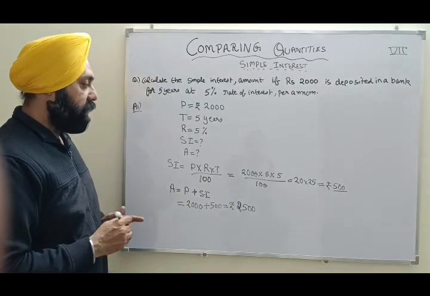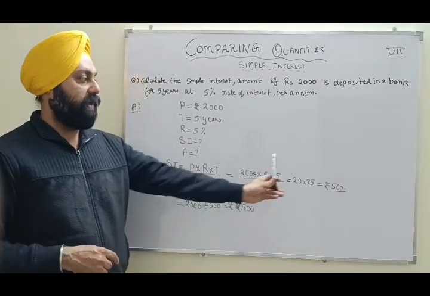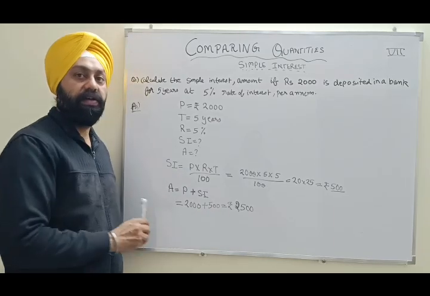So this is our answer. For a sum of 2000 rupees, the bank will pay you 500 and the final amount that you will get is 2500. Very simple.